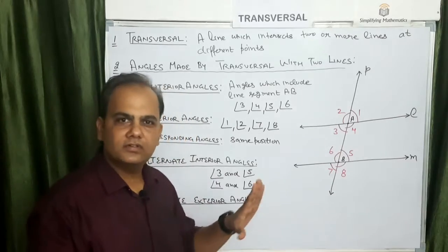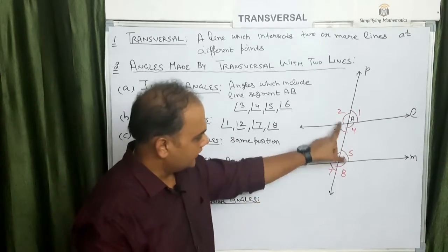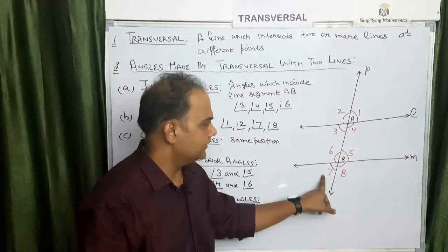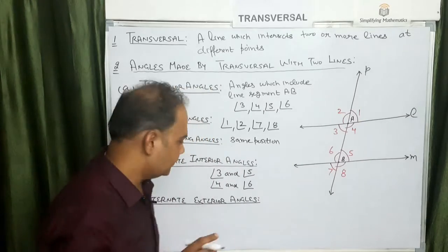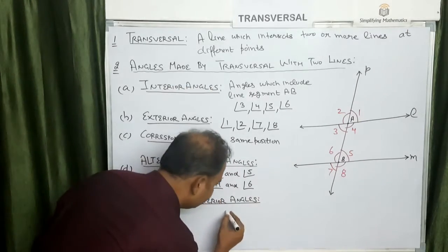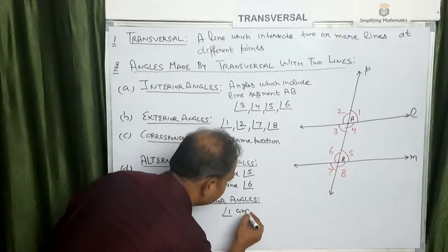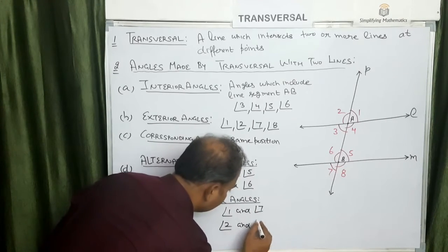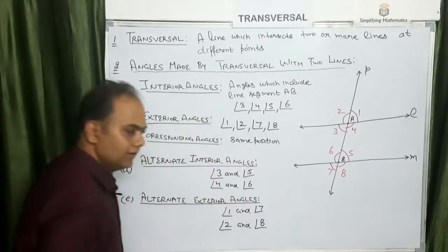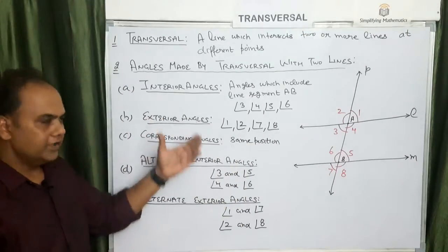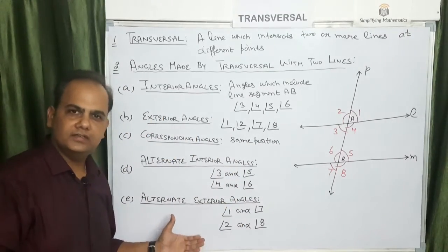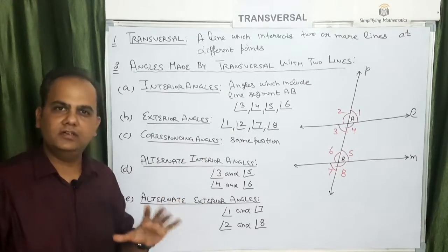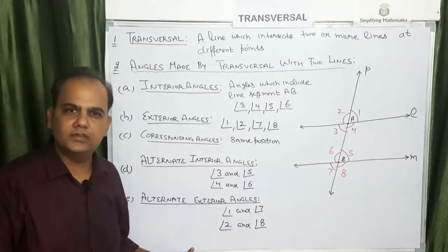अब alternate इसमें कौन से which are on the either side? So that is angle 2 and angle 8, angle 7 and angle 1. So these are the two pairs of alternate exterior angles. So angle 1 and angle 7, angle 2 and angle 8. So clear about the different types of angles and the pairs of angles which are being formed by the transversal with the given two lines.